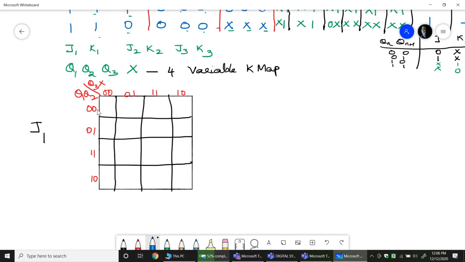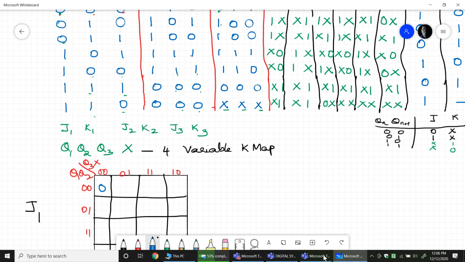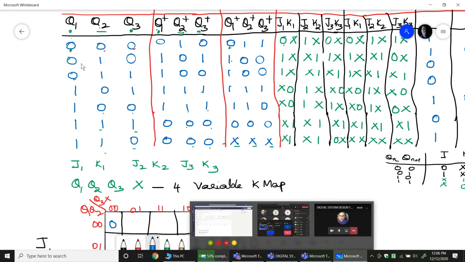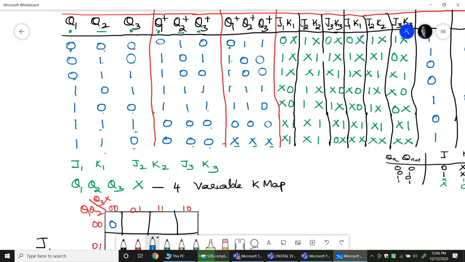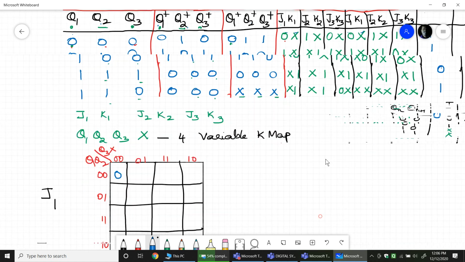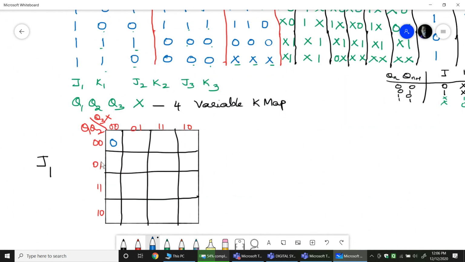For 0 0 0, X is 0, J1 is 0. Similarly, for 0 1 0, X equals 0, J1 is 1. See, Q1 Q2 Q3 0 1 0, X is equal to 0. This is the X equal to 0 table. So for 0 1 0 0, J1 is 1. Therefore for 0 1 1 0, J1 is 1.